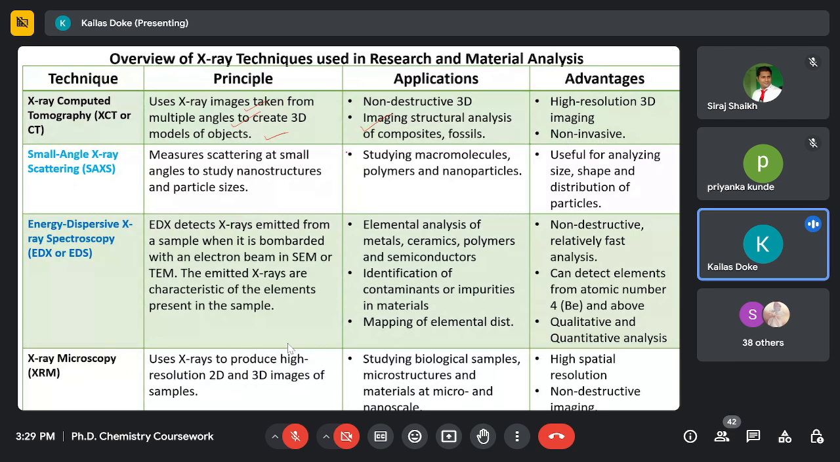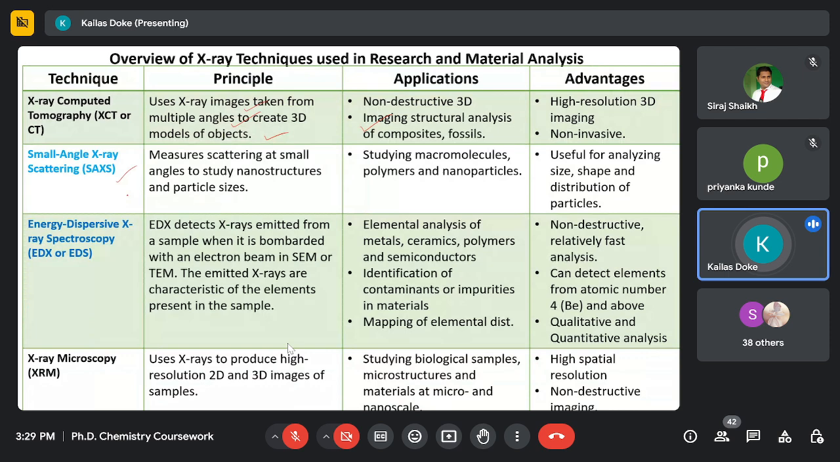Next one is small angle X-ray scattering. Nowadays, in nanotechnology, the particle size is very, very small, less than 10 nanometers also. To analyze such small particles, we use small angle X-ray scattering, which is a subtype of X-ray diffraction techniques and measures the scattering at different small angles. Small angle means less than 90 degrees, and this is useful for studying macromolecules, polymers, and nanomaterials.